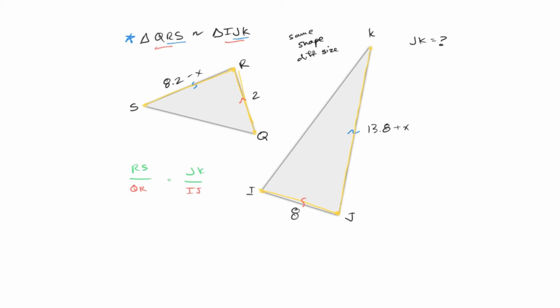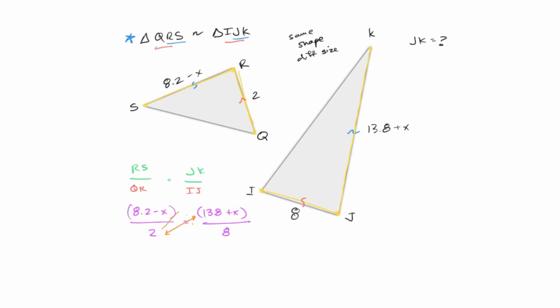And notice what I do here. For RS, I'm putting the 8.2 as a quantity, and you'll see why in a second. And the QR I have is 2, and that's equal to my JK, which is 13.8 plus x, over the 8. The reason I'm doing that is because when we cross multiply, I want you guys and gals to remember that you're going to distribute.